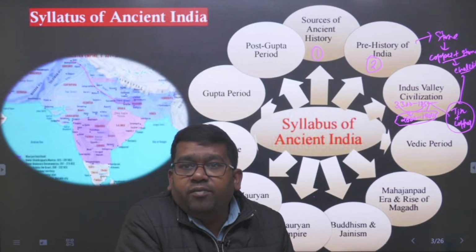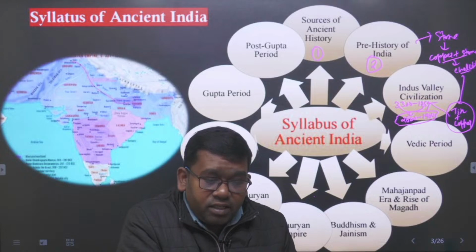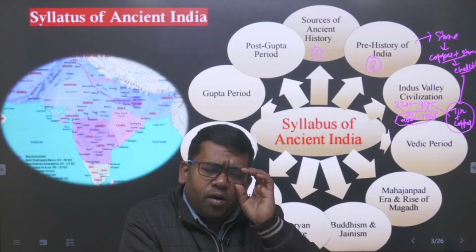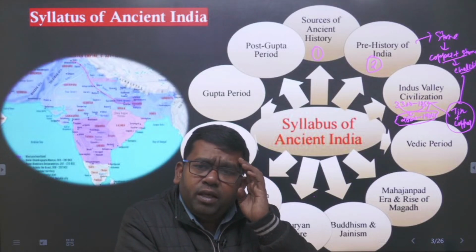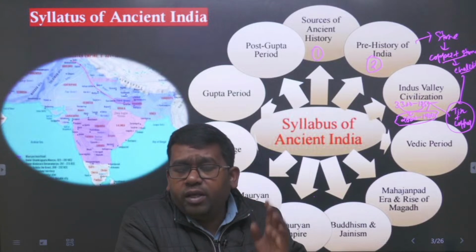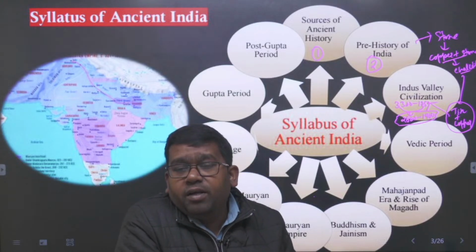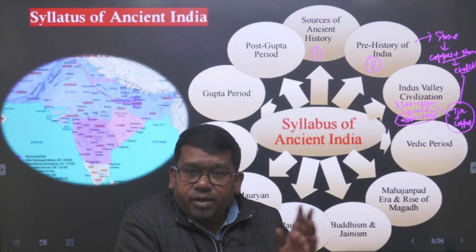Then after that we have a flood, then a climate change, and overpopulation, with so many deforestations and all. So many things have been causes. But if we see the Aryan theory, there is a debate on that.